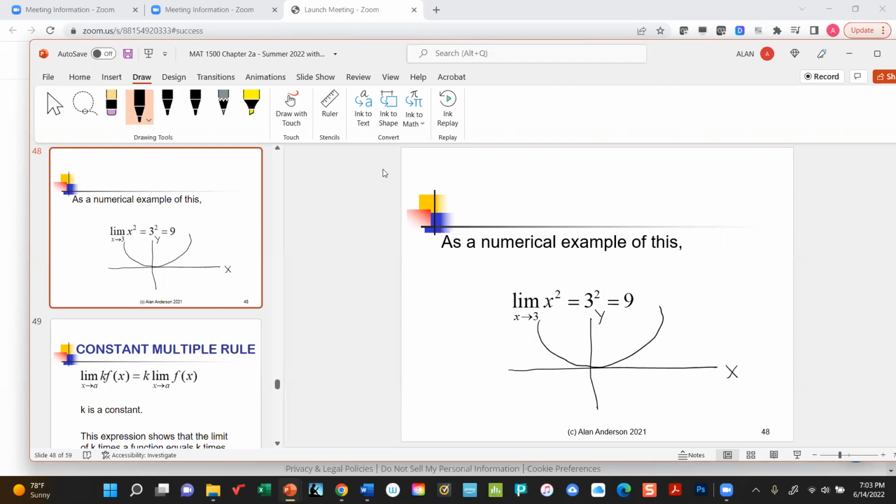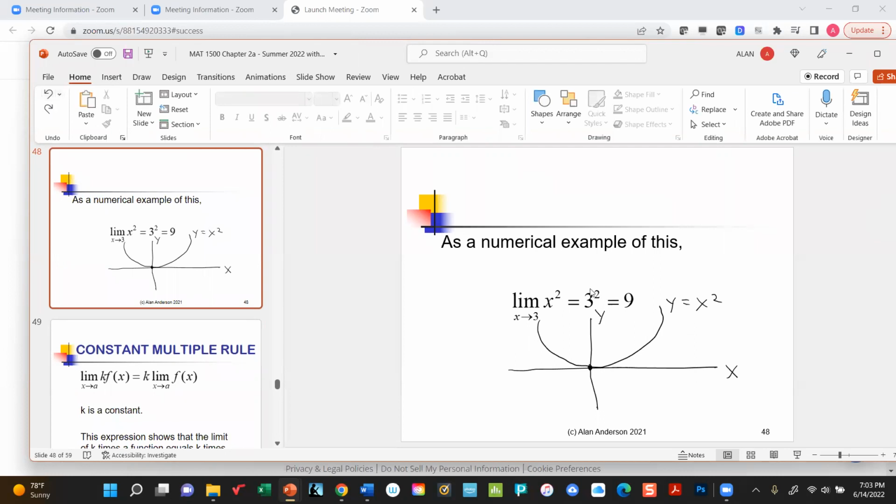Okay, this is a fairly easy function to draw. It's just a parabola that touches 0, 0 right here. This is y equals x squared. And here's 3. Maybe that's not the best choice. Hold on. Let's say this is 3, and this is, of course, 9.